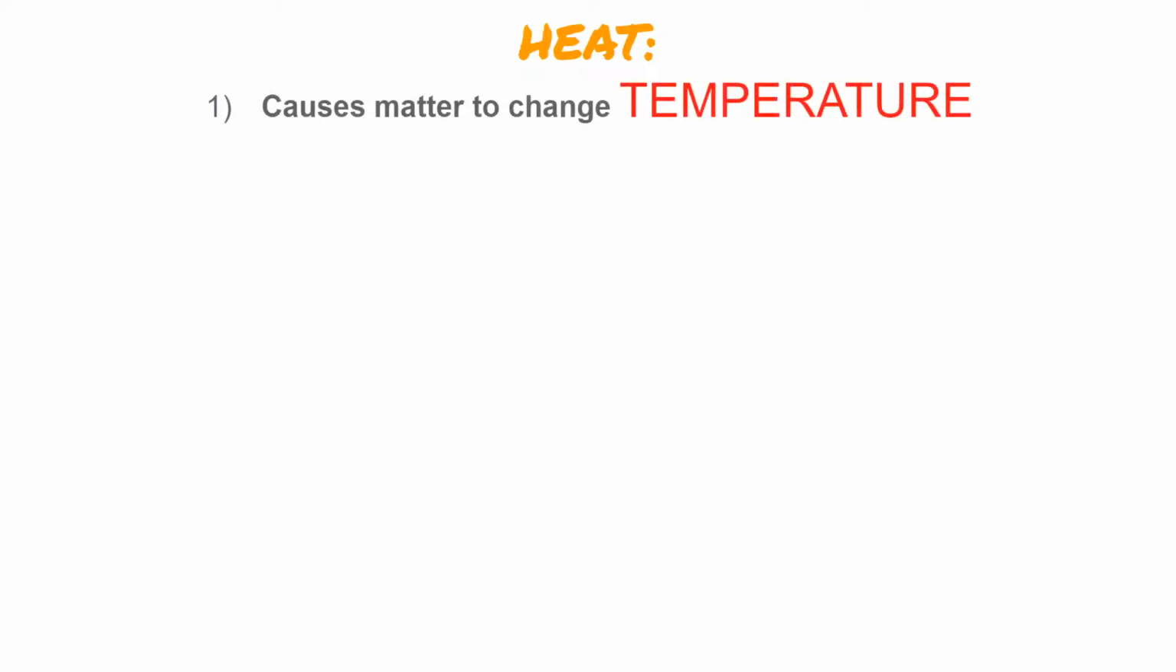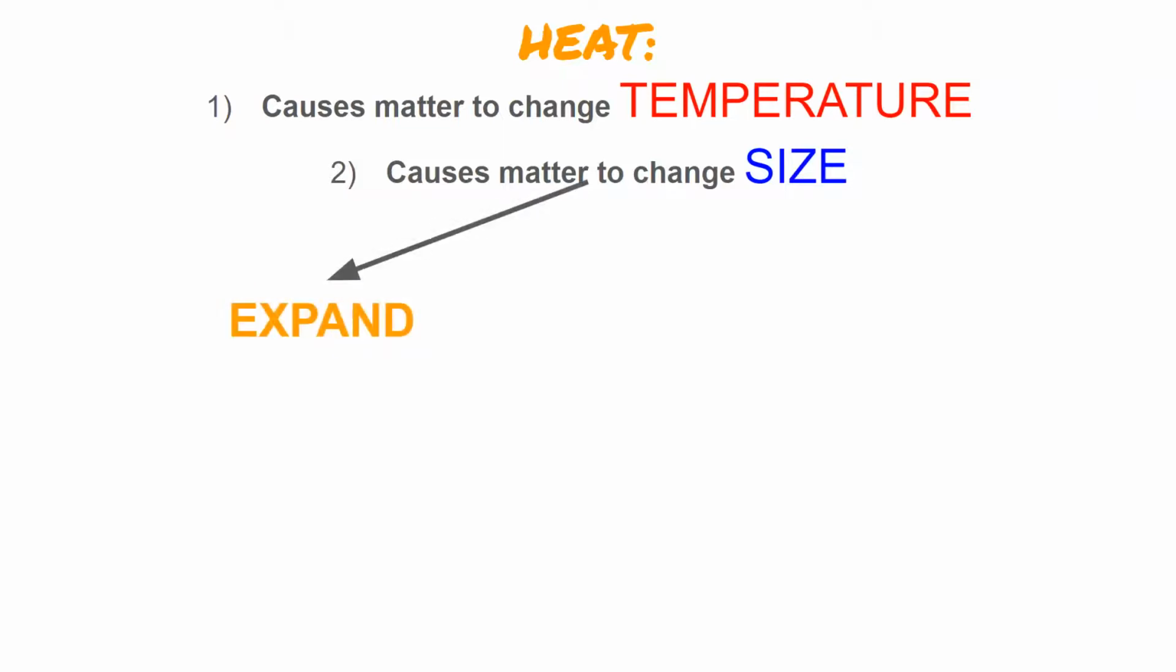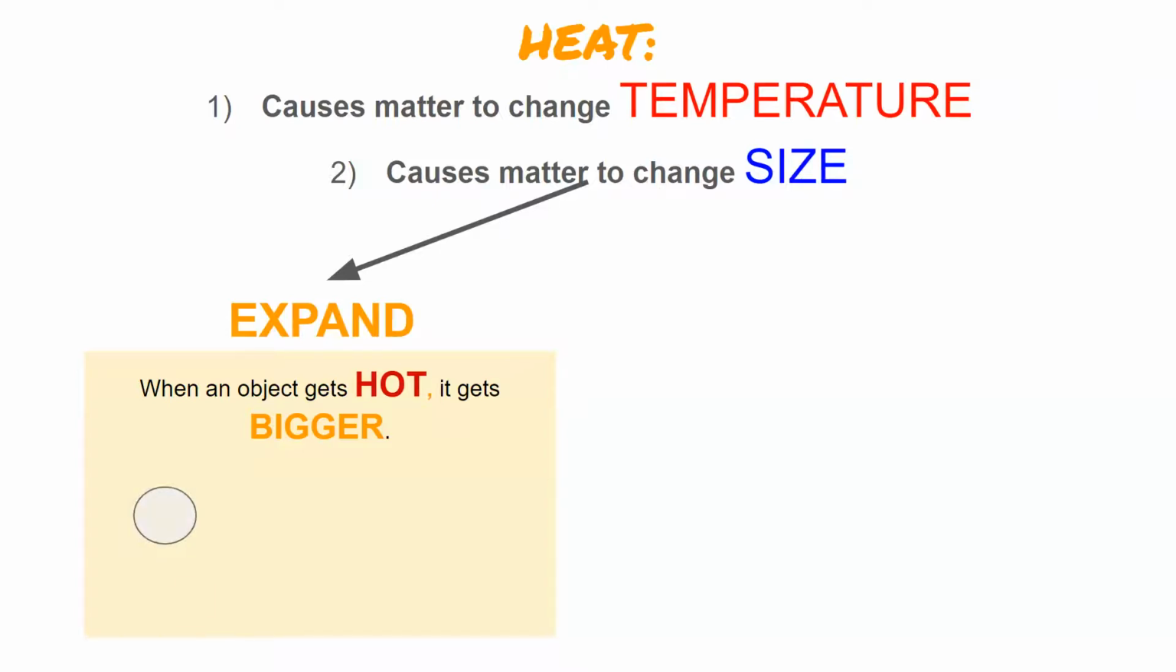Okay, so in the last lesson, we learned that heat causes matter to change temperature. But it also does something else. Heat causes matter to change size. It can expand, which means when an object gets hot, it gets bigger. For example, we have this object. If we heat it, it will become bigger. And we say that this object expanded.